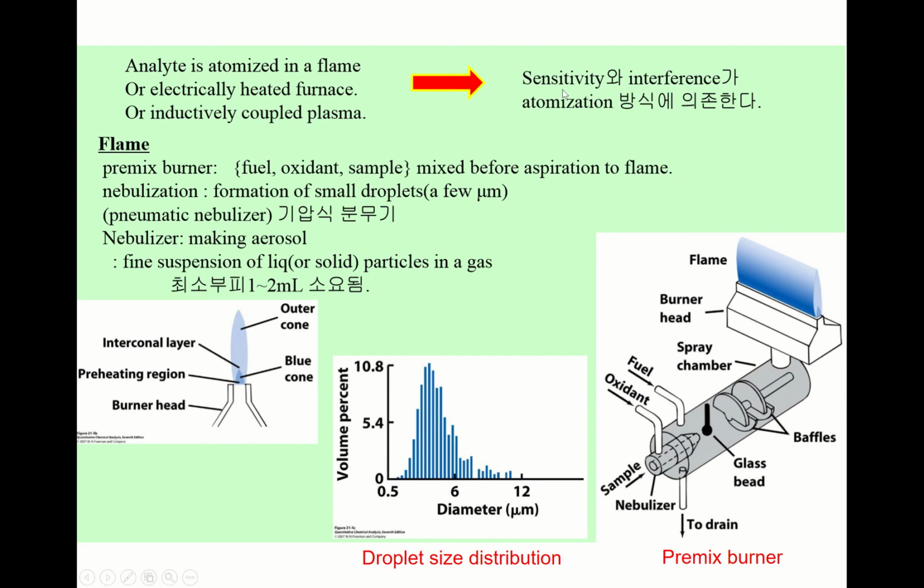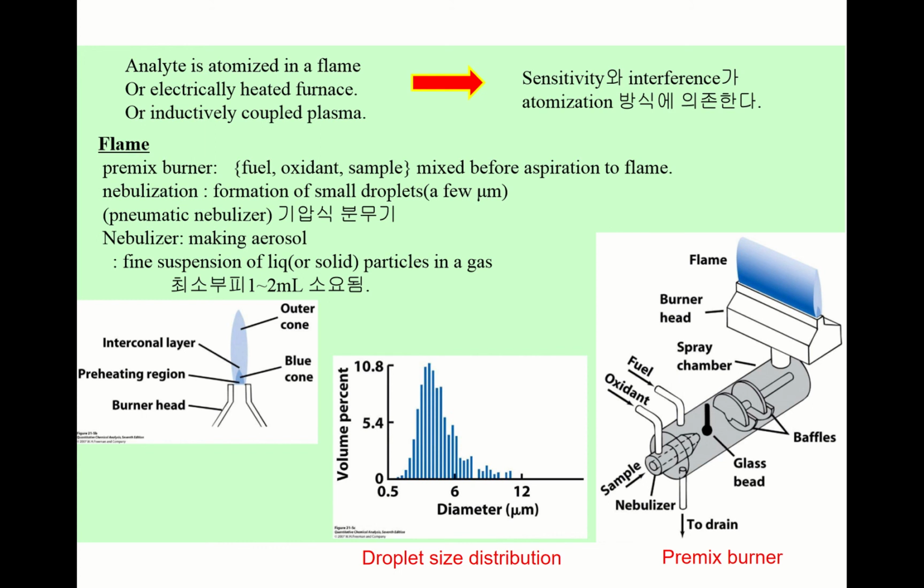And sensitivity and interference depend on the types of atomization. Okay, you will see soon. The first method for atomization is to use a flame. Okay, a flame is here. You need a burner. Okay, you need a burner to atomize your sample.